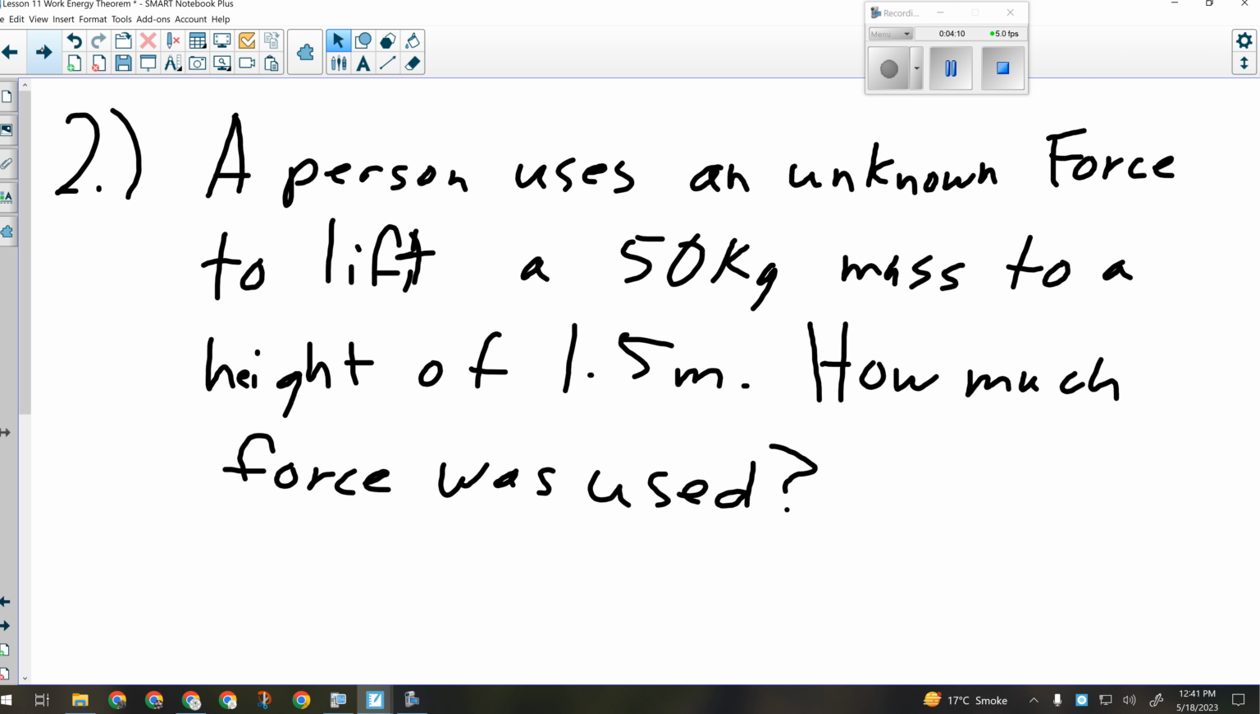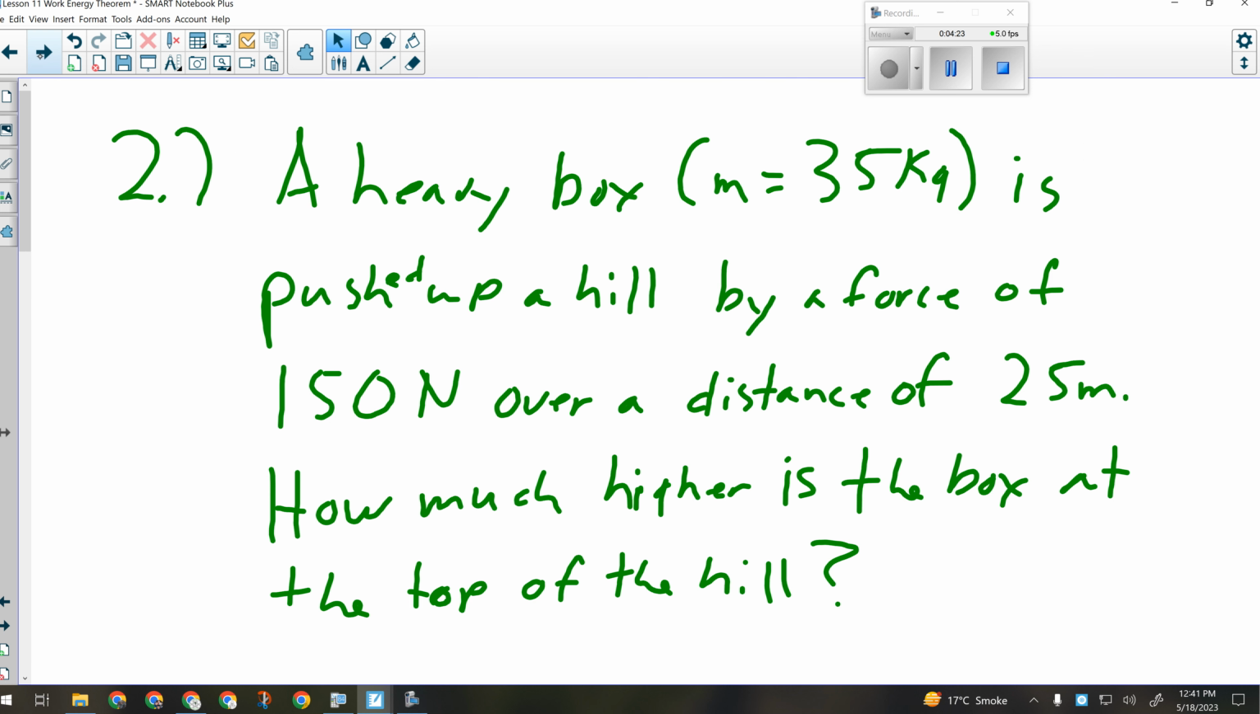Give this one a try here. You've got a person who uses an unknown force to lift a 50 kilogram mass to a height of 1, actually, you know what, no, hang on, don't do that one. That one's got a weird thing in it. This one. Okay, a heavy box, 35 kilograms, is pushed up a hill by a force of 150 newtons over a distance of 25 meters. How much higher is the box at the top of the hill?